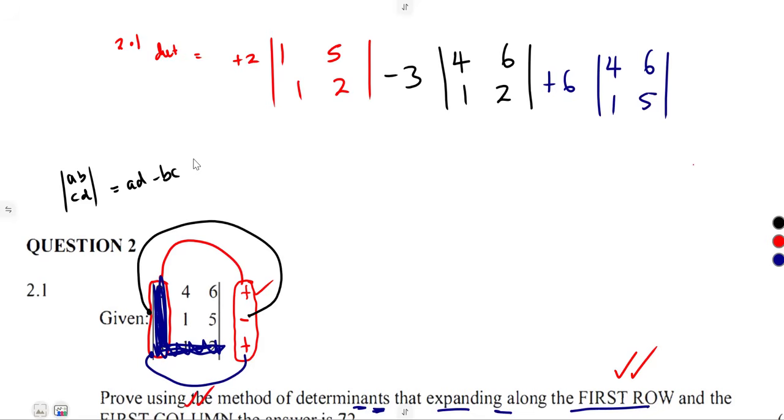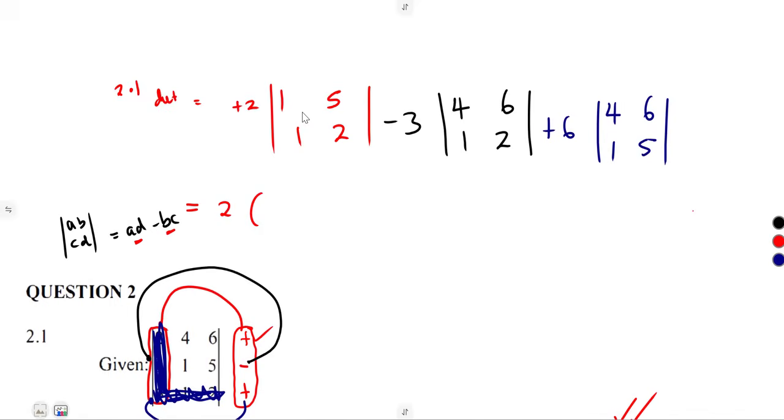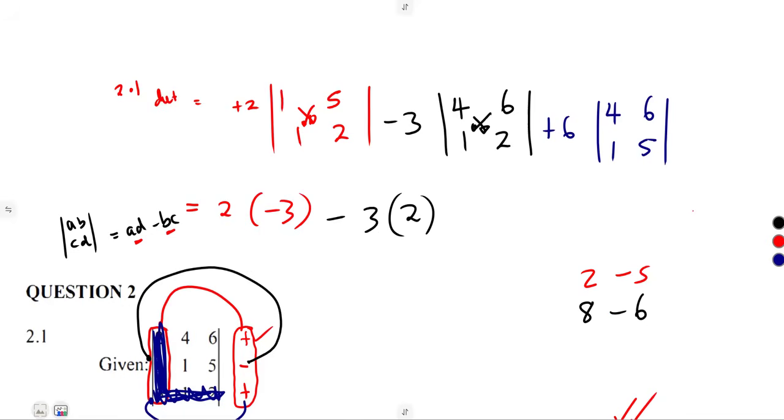So let's find our determinants. Just like the previous case, guys, let us just find our answers. The major diagonal minus the minor diagonal: 1 times 2 is 2, minus 5 times 1, which is 5. So 2 minus 5 is negative 3. Then 4 times 2, that's 8, minus 6 times 1, which is 6. That's going to be 2. Then 20, minus 6 times 1, which is 6, that's going to be 14.